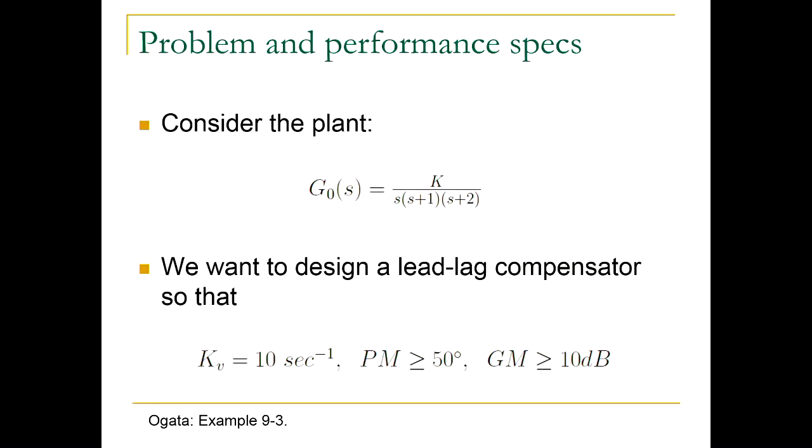Okay, so here is the problem description. We are considering this plant. We do assume here that K in the plant can, again, be tuned. And we want to design lead lag compensators so that the velocity constant is 10 per second, the phase margin is larger than 50 degrees, and the gain margin is larger than 10 decibels. This is exactly example 9-3 in later editions of Ogata.